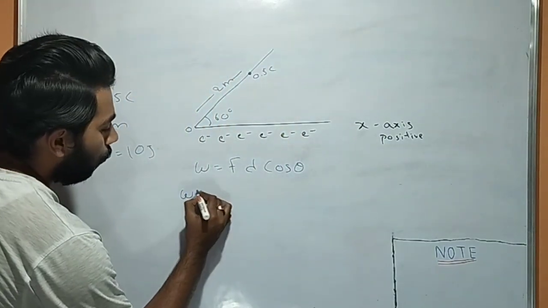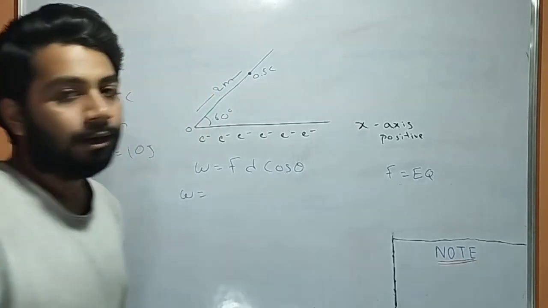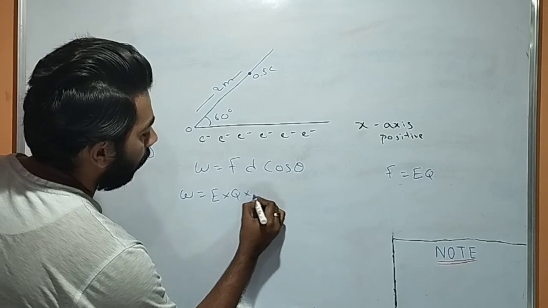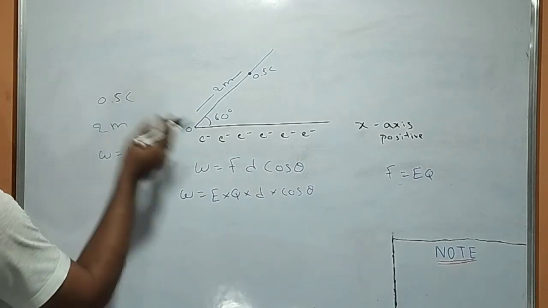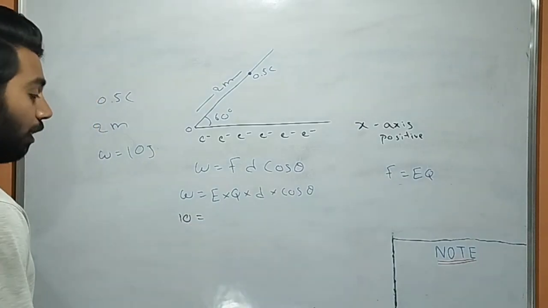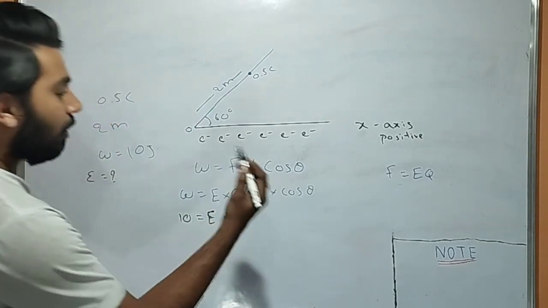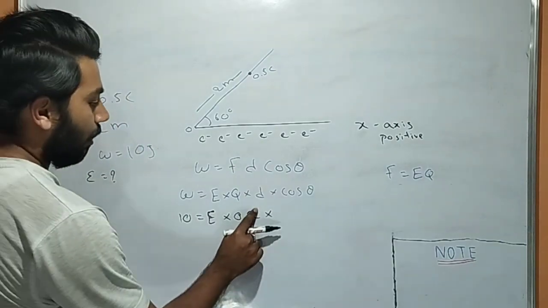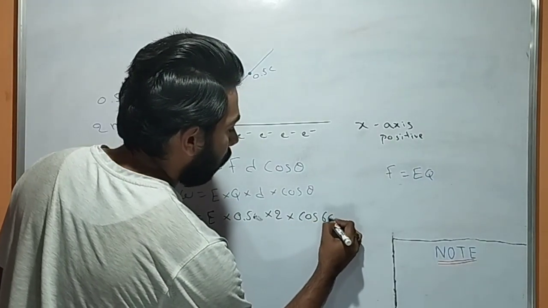Now, you know, F is equal to what? Force in an electric field is equal to EQ, right? Now just put this in here: W equals E Q d cos theta. Now very easy, just substitute all these values. Work done is 10. Energy, the electric field E, we need to calculate. And charge, how much charge have they taken? 0.5 coulomb. Distance is 2 meters. And cos theta, cos 60 degrees. Very easy.